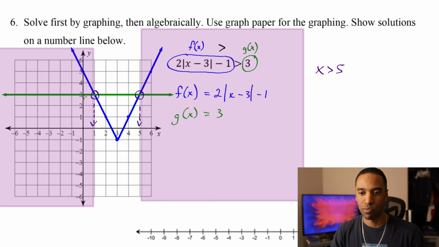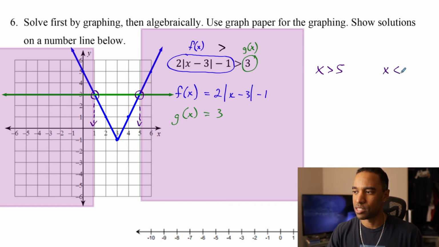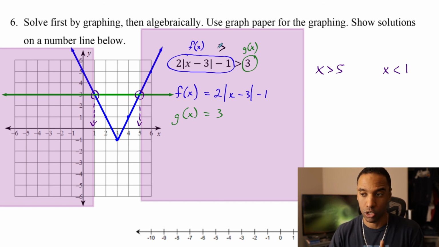At 0, at -1, at -2, and it goes up forever like that. Blue is above green. You don't have to do all the shaded stuff. I'm trying to give you a visual. Some people might not understand the visual. So x can also be less than 1, and apparently you'll get true statements there.